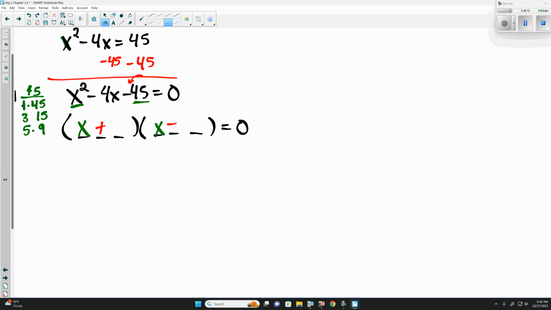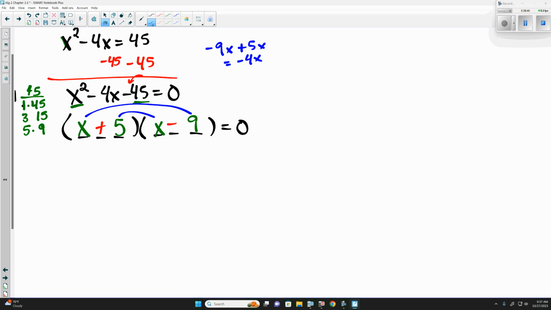Which one do we want to try first? 5 and 9. Which one's positive? Which one's negative? 5's positive, 9 is negative. Last thing we can do is check. X times negative 9 would be negative 9x. Positive 5 times positive x is plus 5x, which gives us negative 4x, which is the middle term we wanted, yes?